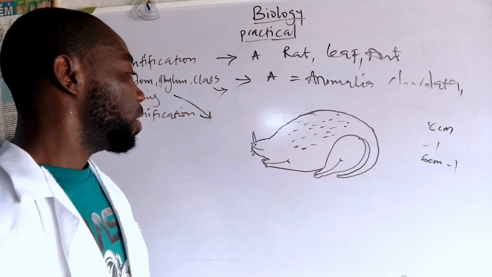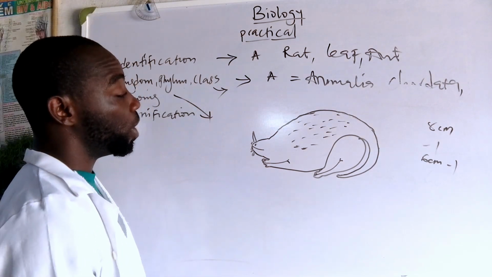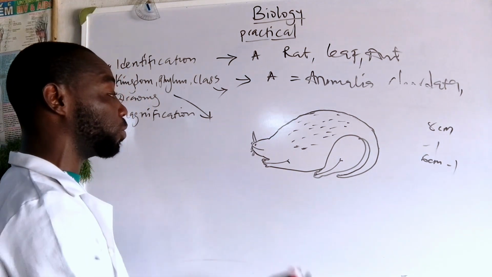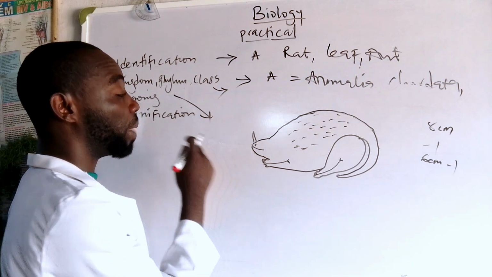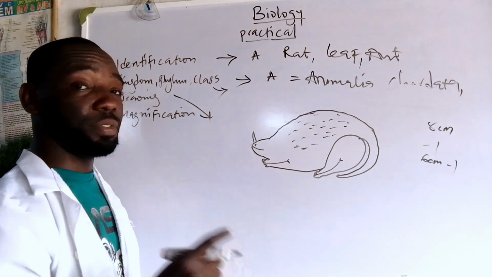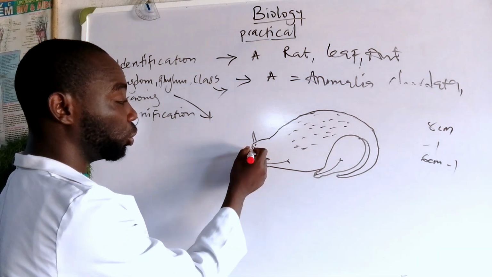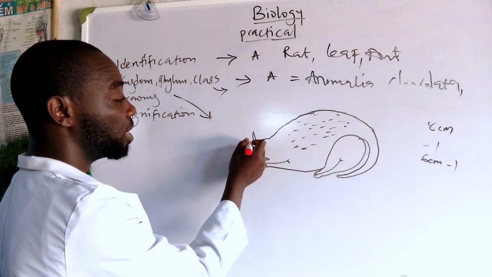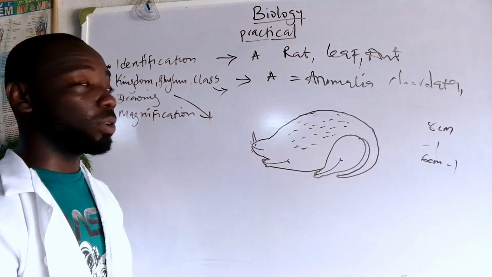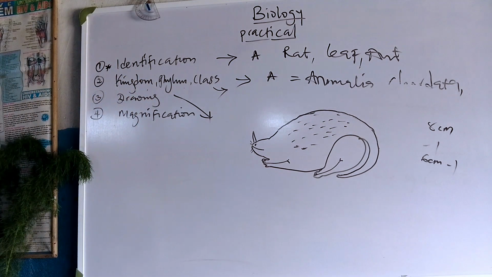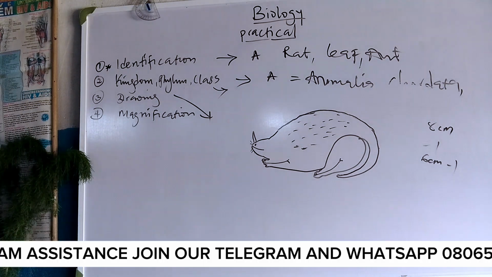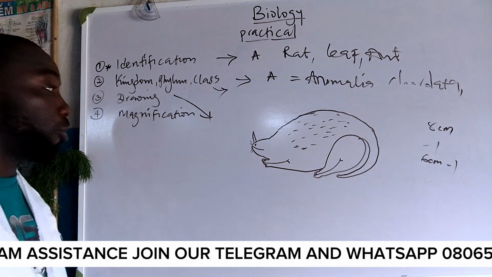Everything that is seen. Now, for example, you see some people, after drawing this rat, they will not remember to put this particular hairs on the mouth, which we call the whisker. It is very, very wrong. So you must pay attention to all the important details of that particular organism that is given to you as specimen to work with. It is very, very important. I believe you are getting everything I am saying correctly.